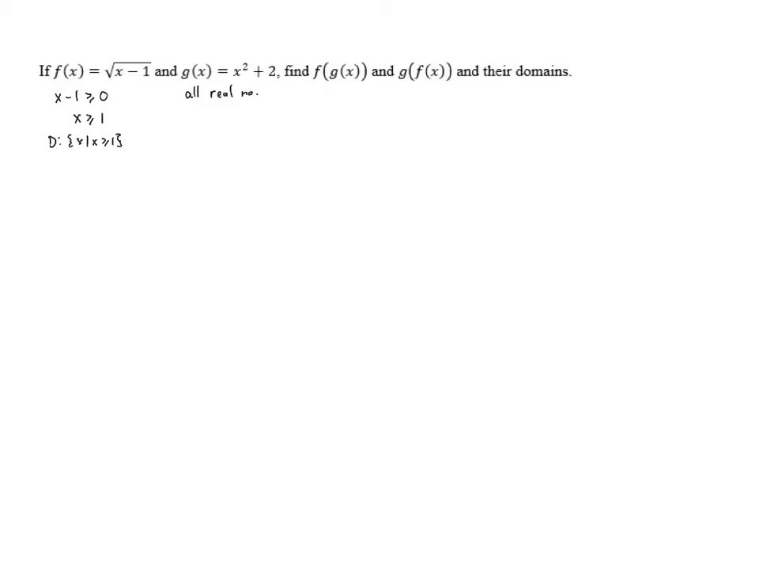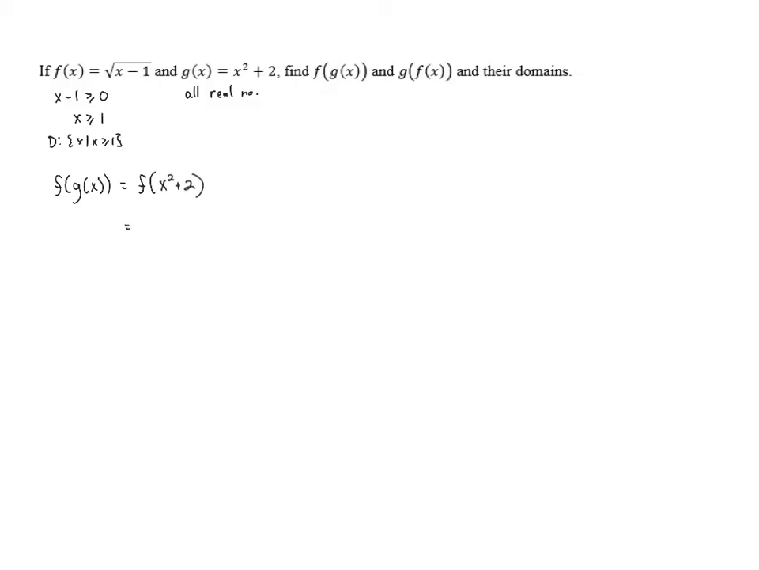So let's start by looking at f of g of x. Here we have to evaluate f at g of x. But if we look at g of x, g takes x as an input and gives us x squared plus 2 as an output. So this is going to be f evaluated at x squared plus 2.